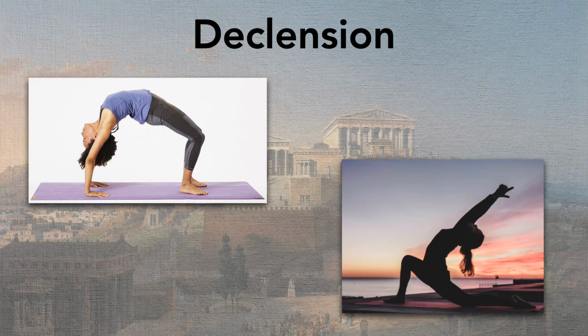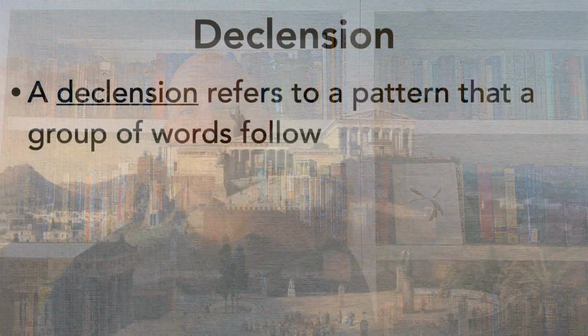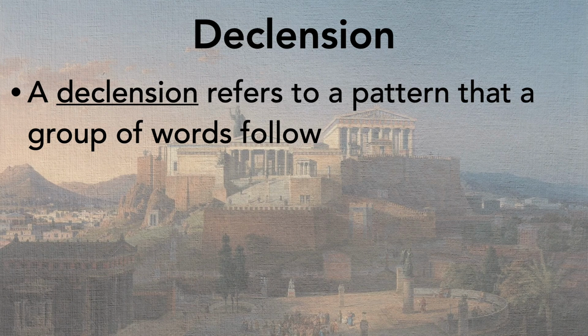All right, let's talk about this fancy grammatical word called a declension. What's a declension? Well, it sounds like a fancy yoga move that none of us can actually do because it's too difficult, right? That's not what a declension is. Actually, a declension simply refers to a pattern that a group of words follow, okay? The pattern that a group of words follow.